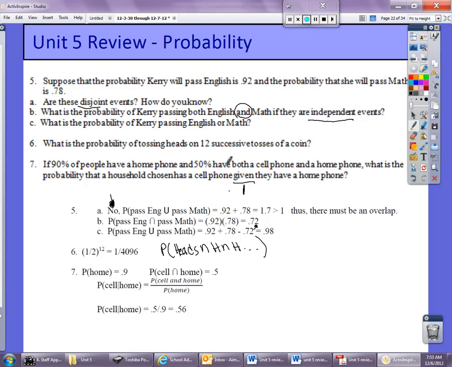So first off, the probability of having a home phone is 0.9. The probability of having a cell and home is 0.5. Therefore, you are looking for the probability that they have a cell phone given they have a home phone. So again, you're going to use your formula, cell and home divided by just home, and you simplify 0.5 divided by 0.9, which is 0.56.